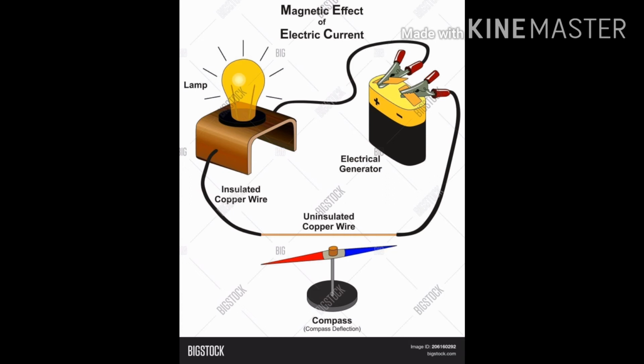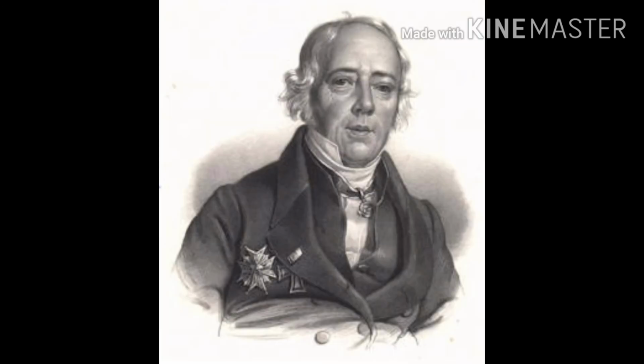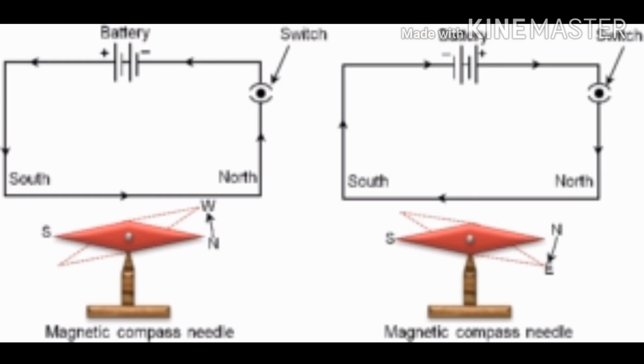The discovery of this was first made in the 19th century by the scientist Hans Christian Oersted. He observed that when a current passes through a metal wire, a magnetic needle near the wire starts deflecting.